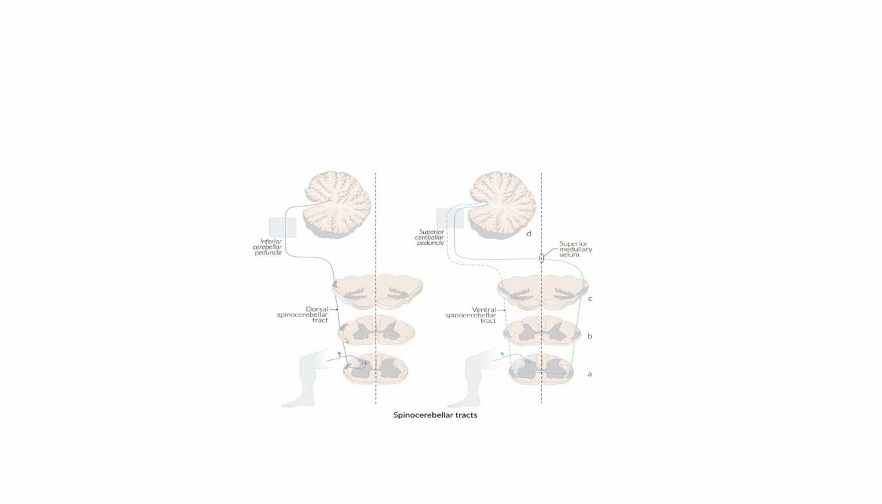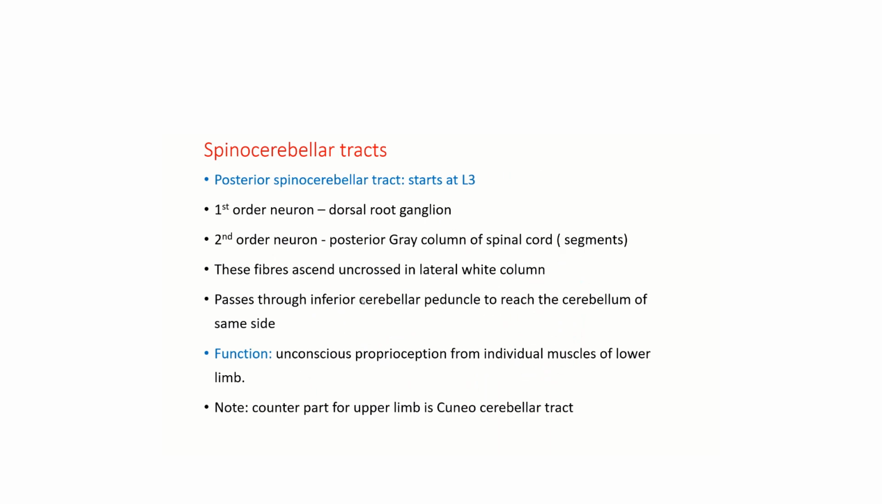Same thing if you see the dorsal spinocerebellar, which is the posterior spinocerebellar tract. This is the first order neuron, which enters the spinal cord and terminates. And the second order neuron ascends on the same side as the dorsal or posterior spinocerebellar tract. Then it enters the same side cerebellum through the inferior cerebellar peduncle. Remember this difference: superior cerebellar peduncle for ventral spinocerebellar, inferior cerebellar peduncle for dorsal spinocerebellar, and ventral spinocerebellar crosses and comes back, whereas dorsal spinocerebellar ascends on the same side. But ultimately both have to come to the same side cerebellum.